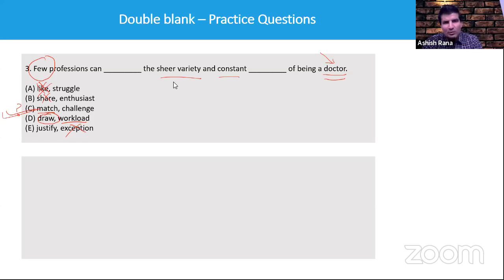Even today, in the wake of the coronavirus, see how doctors' life is. They must be struggling, no sleep, nothing, and they have to be so careful because their chances of getting infection are so high. So there is a constant challenge. Doctors, it's not just any other profession. Okay, should we move ahead?